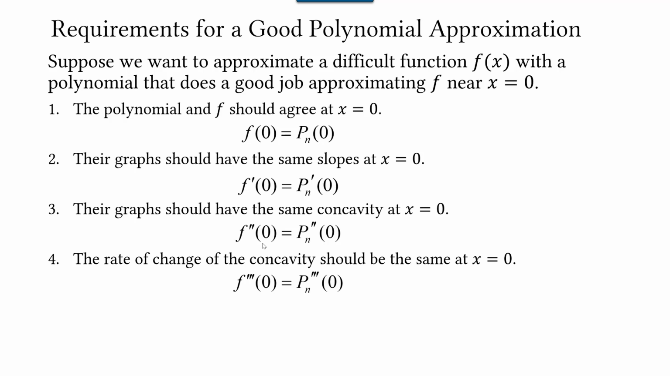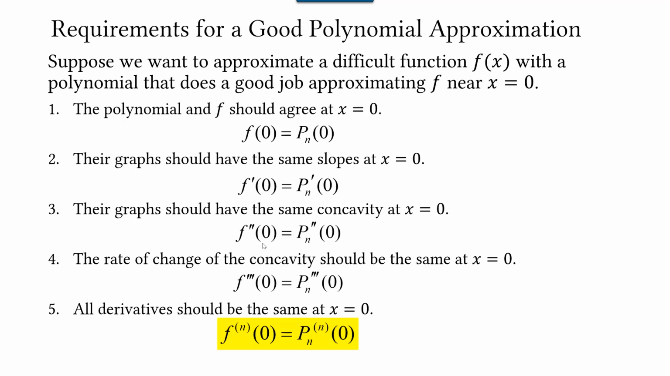So these observations or these requirements sort of lead to our fundamental requirement that all derivatives have to be the same at x equals 0. So if we can arrange for the derivatives of the function and the derivatives of the polynomial to all be the same, that means their graphs start at the same point, have the same slope, bend the same way, the way they bend changes in the same way, and so on, out to whatever derivative we are going for.